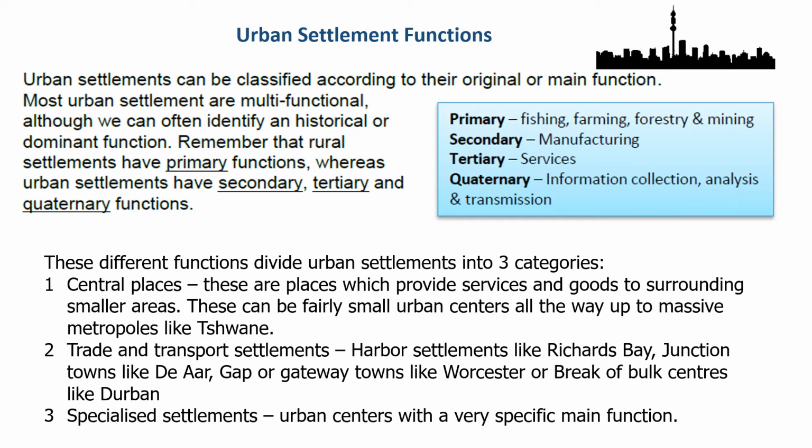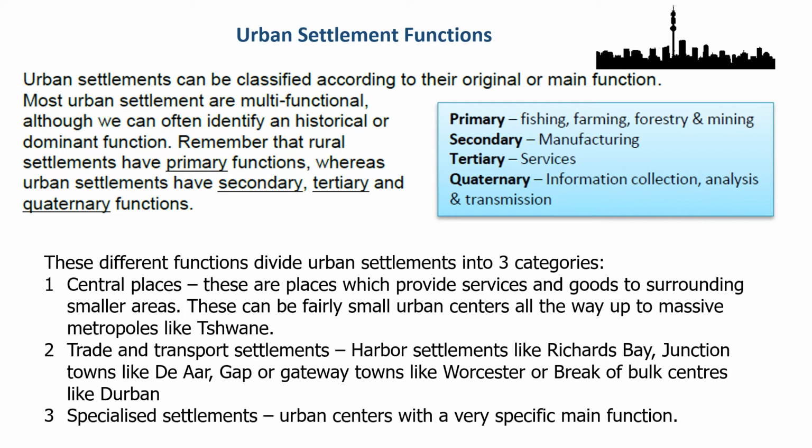However, mining also comes into it. If we look at our own hometown here in Polokwane, there are numerous mines around the area that also support the economy. These different functions divide settlements into three main categories. You've got the central places, which are there just to provide services and goods to surrounding smaller areas. Now, central places don't all have to be massive cities. They could just be bigger centres than the smaller settlements around them.